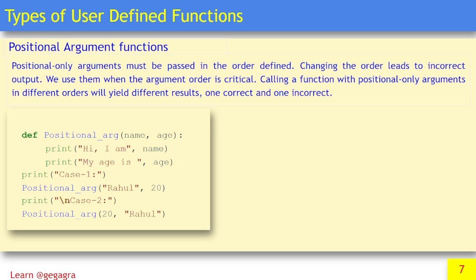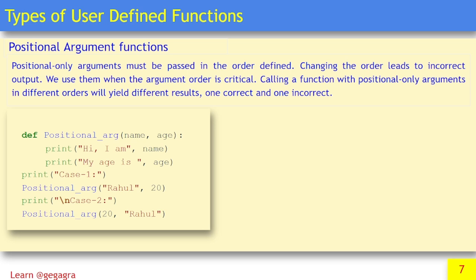But in the second case, I have swapped the values. Means in place of name I have taken age, and in place of age I have taken name. So when I call this function with positional arguments, then 20 will move to name and Rahul will move to age. So it will print "hi, I am 20 and my age is Rahul." So these are the positional arguments.